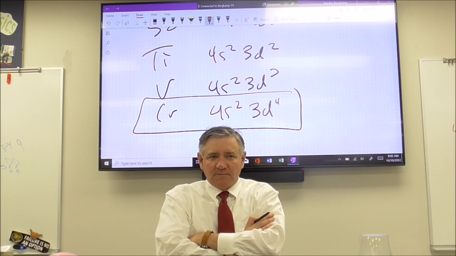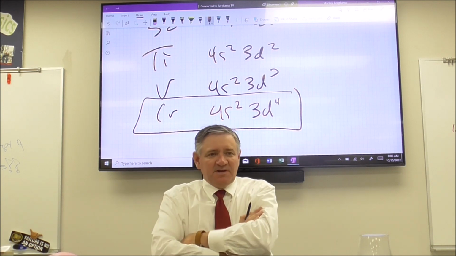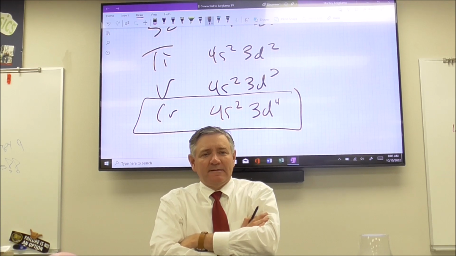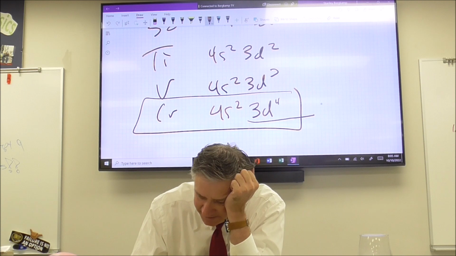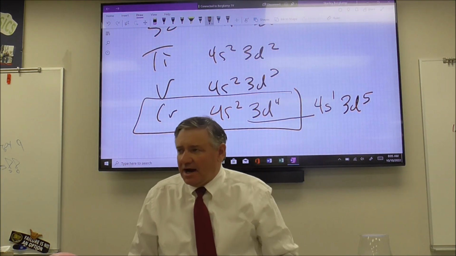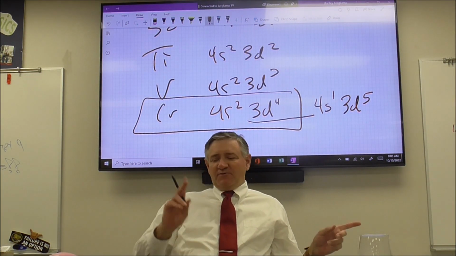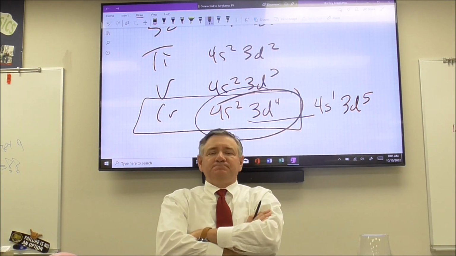The whole thing? No, just like the last, like the 4s and the 3d. The 4s, 3d, 5, 4s1? Yep. Okay, now here's the deal. Chromium kind of breaks the pattern. Chromium is actually 4s1, 3d5. Now, why do you think Mother Nature goes 4s1, 3d5 as opposed to 4s2, 3d4?